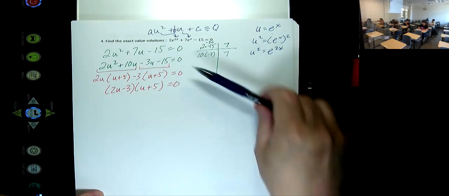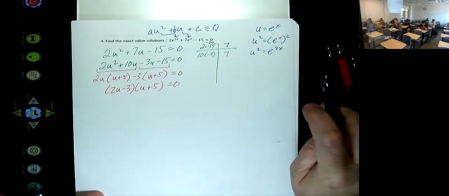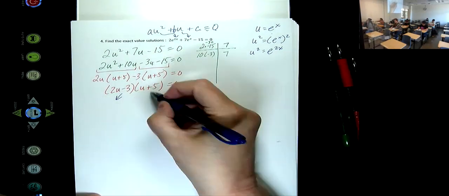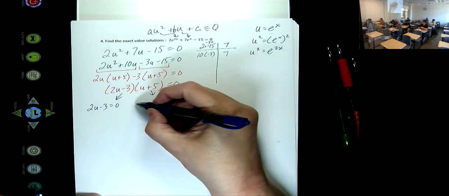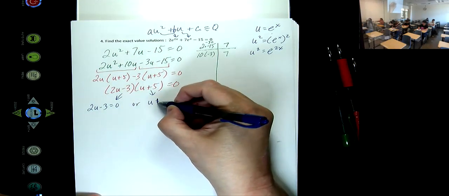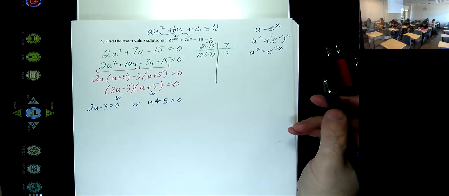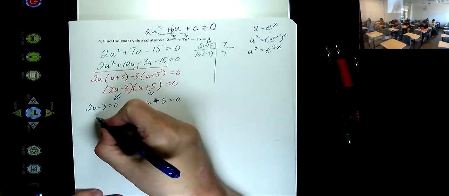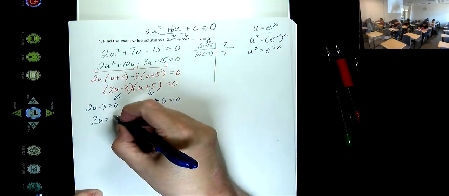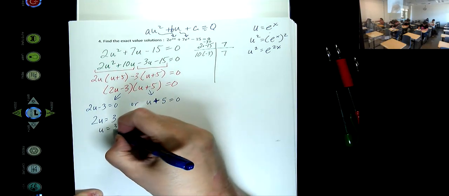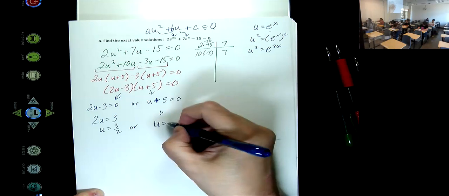And note that I do keep writing equals 0. It is an equation. We are trying to solve something. We're not just factoring it for fun. Because at this point, that tells me I need to use that zero property rule. Set this term equal to 0 or this term equal to 0. And if I solve for u here, I get 2u equals 3 and u equals 3/2. Or I subtract the 5 over and I get u equals negative 5.